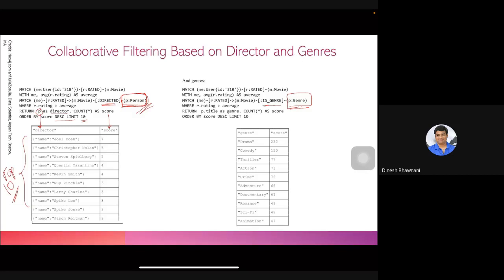So then you can see for above average rating. This is our normalizer. Then you return here P dot title as genre. So you are going to take that part of it and put it in genre. Then count again, you are going to put in score, and again you are limiting it by 10. So these things are changed.